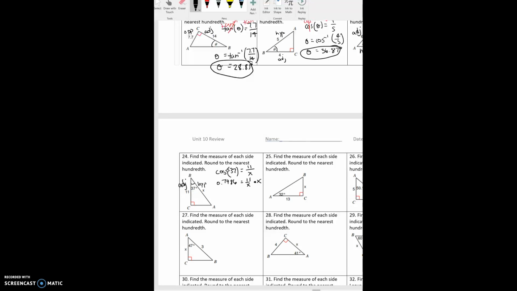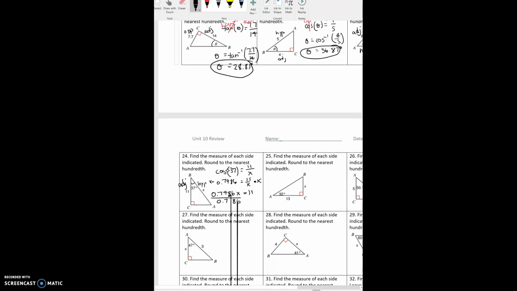Multiply both sides by x to get it out of the denominator. Left with 0.7986x equals 11. Divide both sides by 0.7986. X equals 13.77. Sorry, just 13.77.